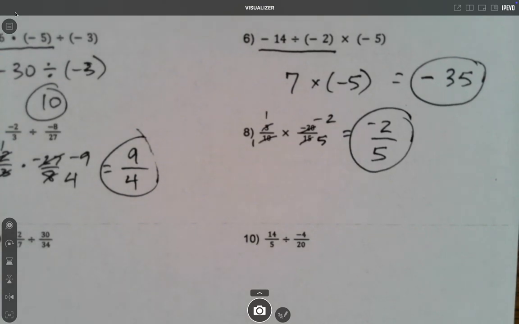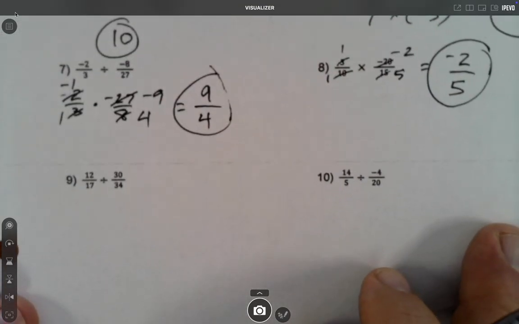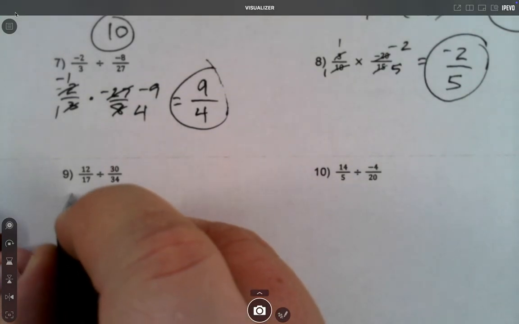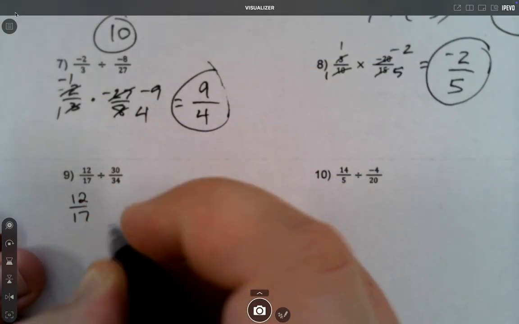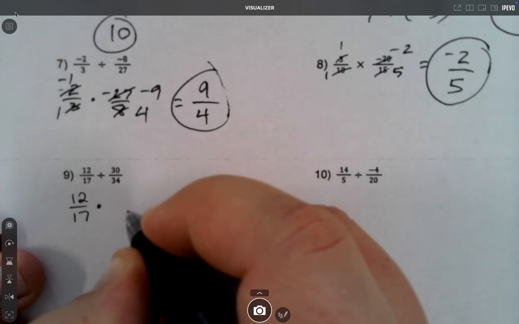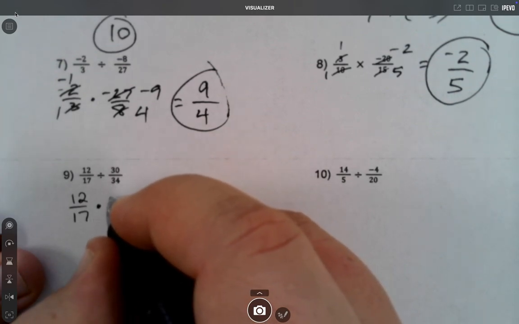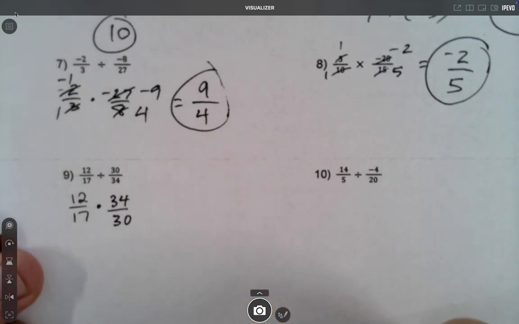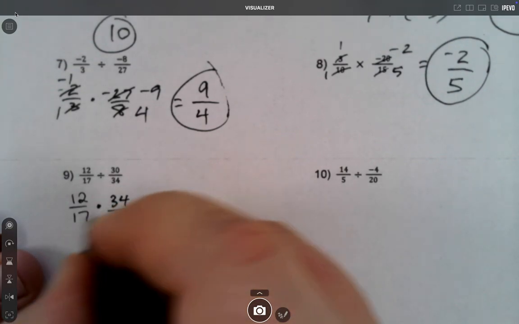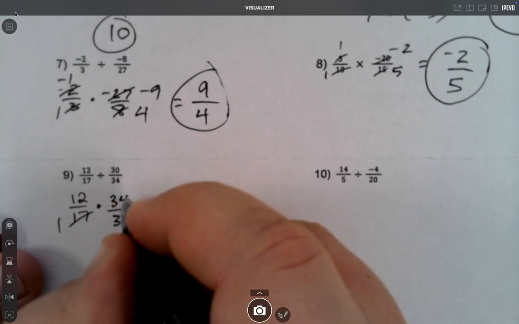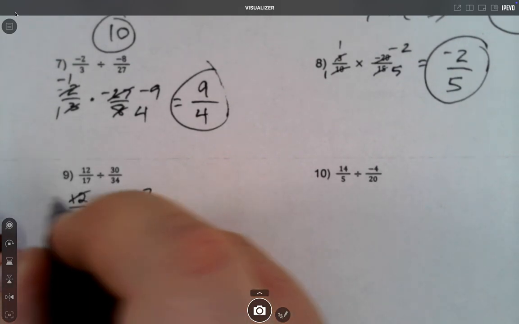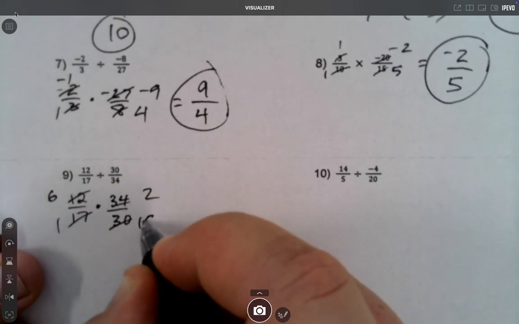Okay, number 9. We have to flip the second fraction because we're dividing. So we keep the first fraction as it is, change division to multiplication, then we flip this one to be 34 over 30. Now the 17 and the 34 can both be divided by 17. And the 12 and the 30 are both even, so we divide that by 2, divide that by 2.